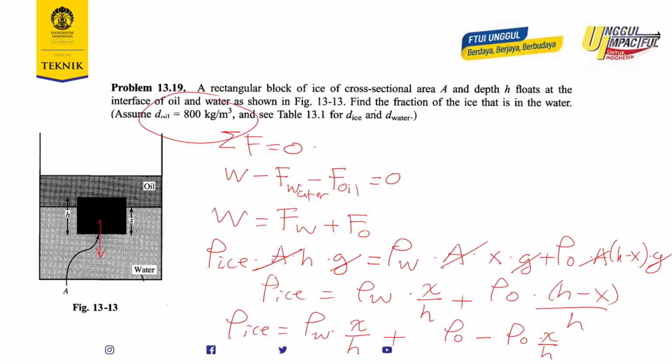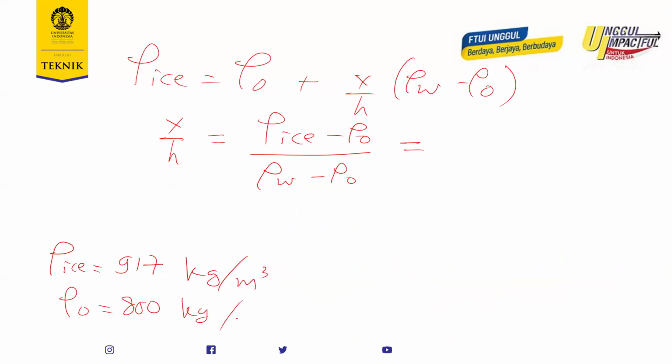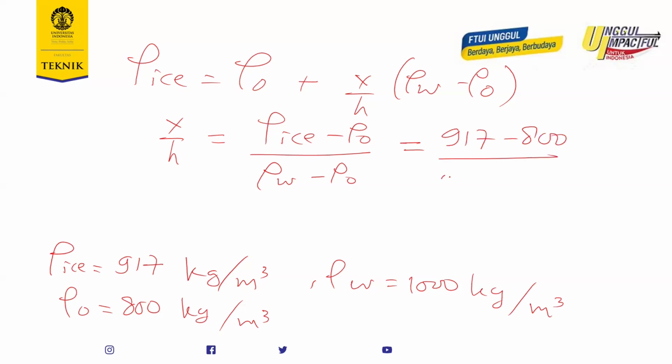So these are rho of oil, rho of ice, and rho of water. Rho of ice is 917 kilograms per meter cubed, rho of oil is 800 kilograms per meter cubed, and rho of water is 1000 kilograms per meter cubed. So we can calculate this: rho of ice 917 minus 800, over 1000 minus 800.